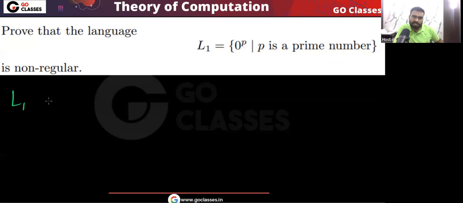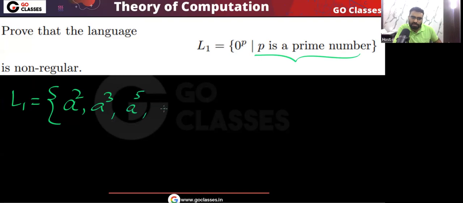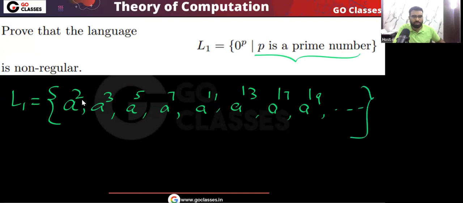So the language here is a to the power p, where p is a prime number. For a moment you can just take it as a power p. So p is basically 2, 3, 5, then 7, then 11, then 13, then 17, 19. These are the prime numbers, right? So this is the language.